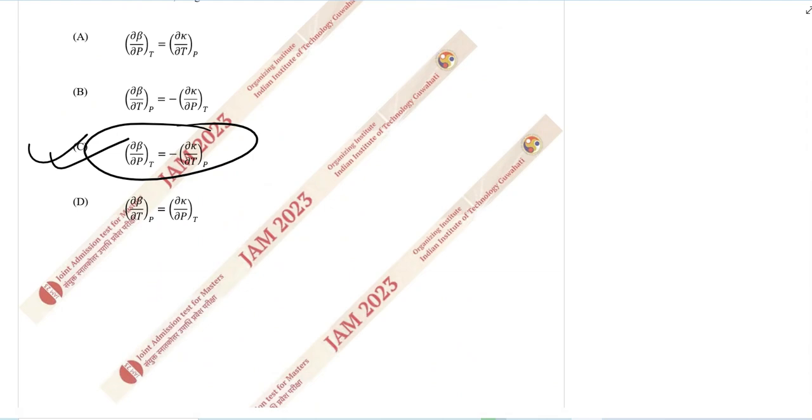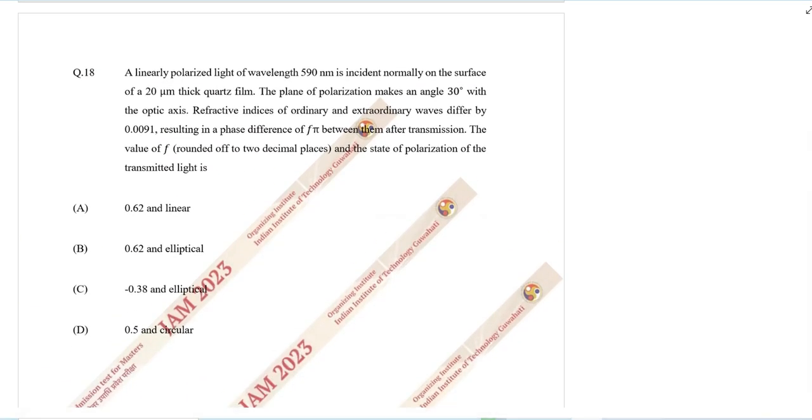Let's go to 18 for this next question. Linearly polarized light of wavelength 590 nanometer is sent normally, surface के ऊपर आ रहा है, 20 mm thick quartz film के ऊपर गिर रहा है. The plane of the polarization makes an angle 30 degree with the optic axis. Refractive indices of the ordinary and extraordinary wave differ by 0.0091, resulting in a phase difference of f pi between them after transmission. So the value of f हम लोगों को निकालना है and the state of polarization of the transmitted light.